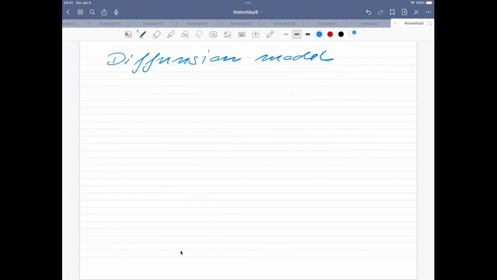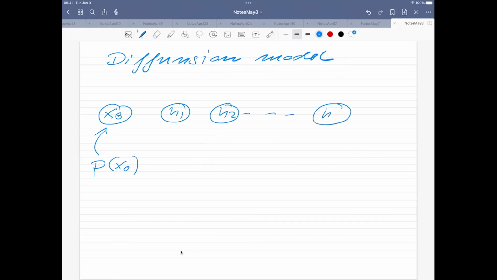So if we do that, we could think of now having some initial state x0. This is the one which we are feeding in as the training data. We don't know P of x0. This is then fed into a latent space 1. And we can continue like this with different latent spaces till a final latent space, which I'm just going to call H of t.